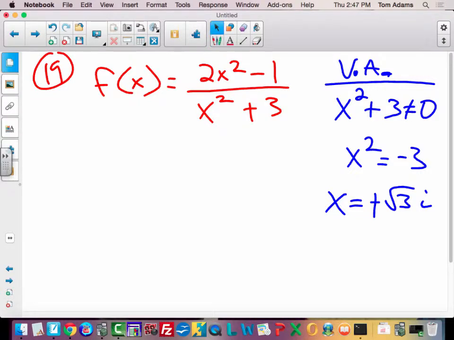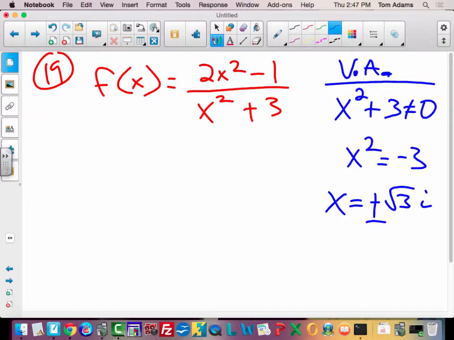Well, we're going to see. We're going to graph this in a second and talk about it. All right, so it's plus or minus. I forgot to write down the minus. Now, for the horizontal asymptotes, we're talking about end behavior.